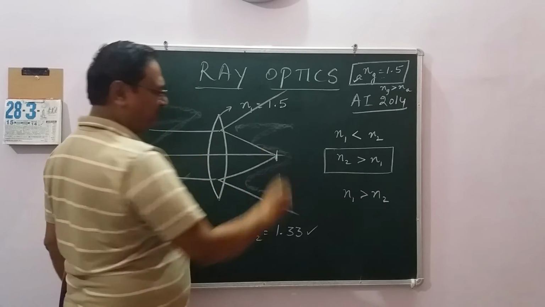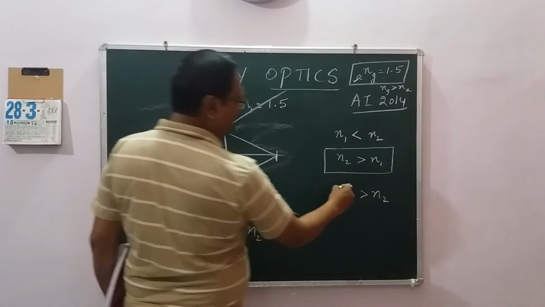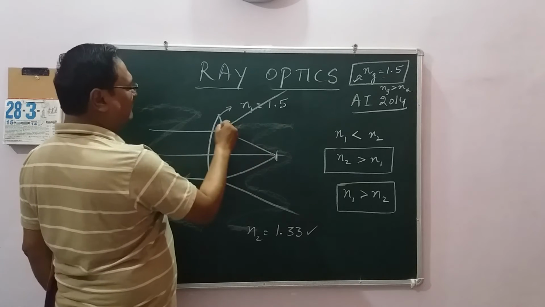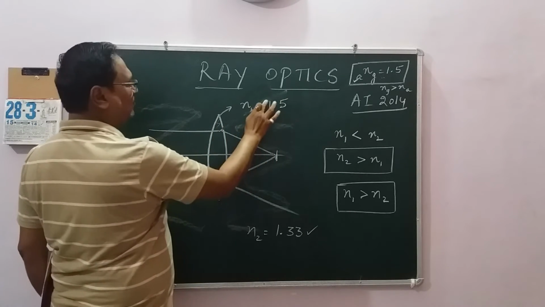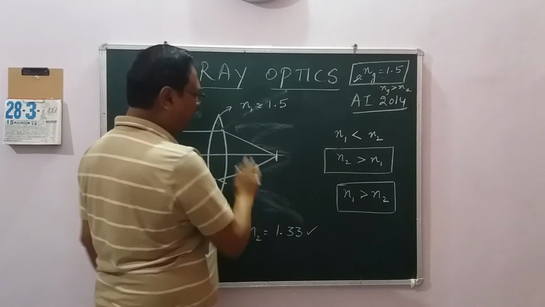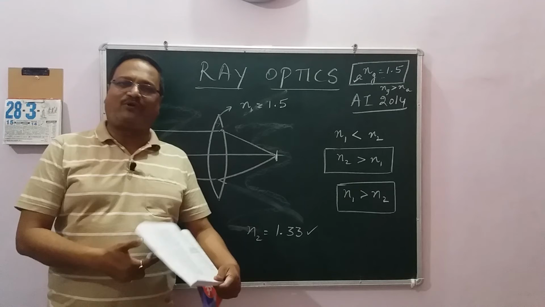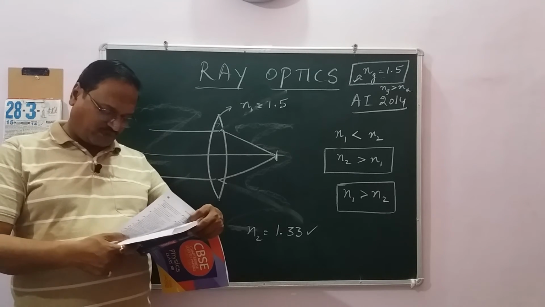It will converge because the surrounding medium has a refractive index less than that of the material from which it is being made. Okay, you understand? I hope this point is clear. Practice a little bit. It's a very important concept. Then let me read one more question.